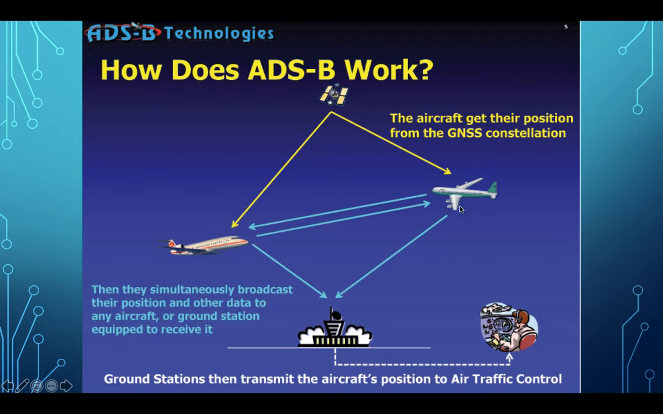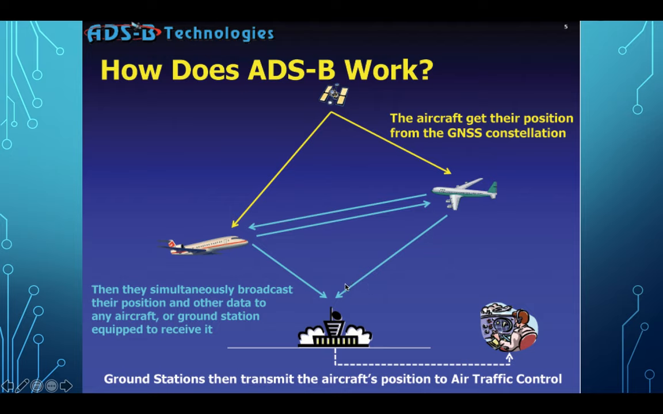So, if we're this aircraft right here, we receive our information from the 24 satellites that are above us. Obviously WAAS is going to play into this too, and it's going to help. Now, that information is broadcast to these other aircraft. They can see exactly where we are, where we're going, how high we are. And if we have the right equipment, we can see where they're at.